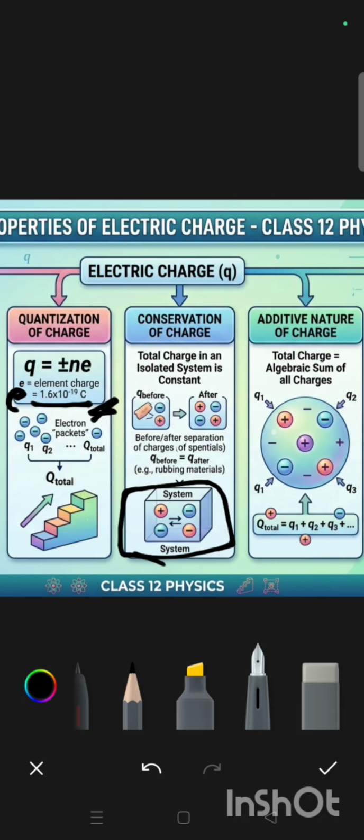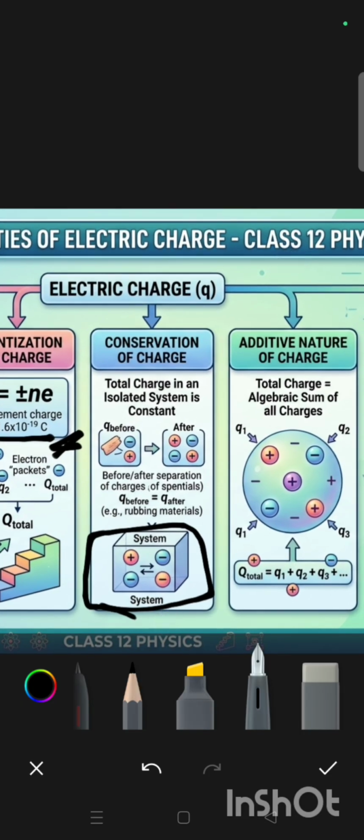But the only action that takes place inside the system is that the charges can be transferred from one place to the other place. Here we'll see an example. There is one box here and another container or box. In the first box there is one positive, one negative, one positive. In the other box there are 2 negatives and 2 positives.